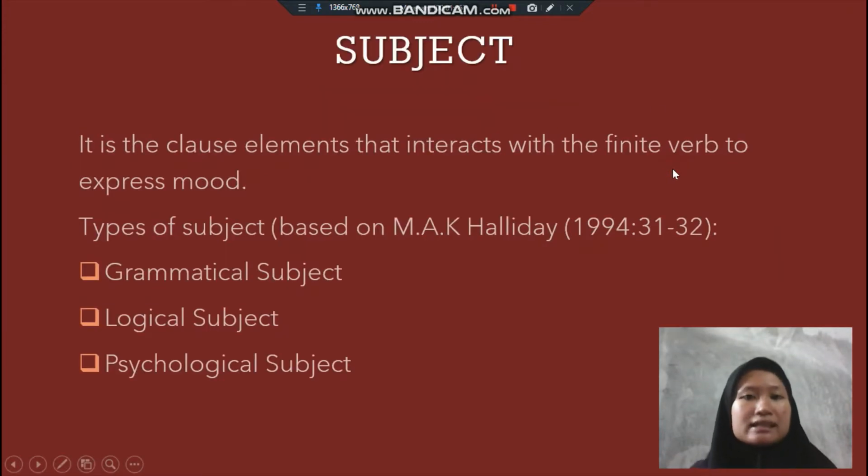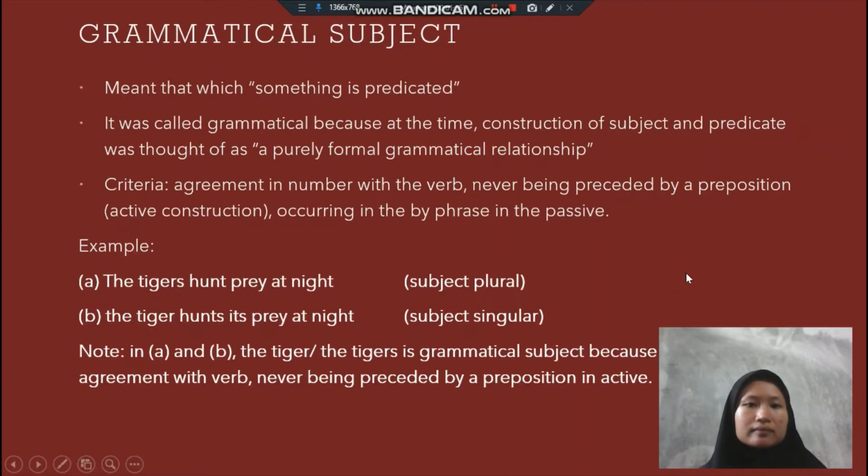The first is subject. Subject is the clause element that interacts with the finite verb to express mood. There are three types of subject. The first is grammatical subject, the second is logical subject, and the last is psychological subject. Grammatical subject means that of which something is predicated.